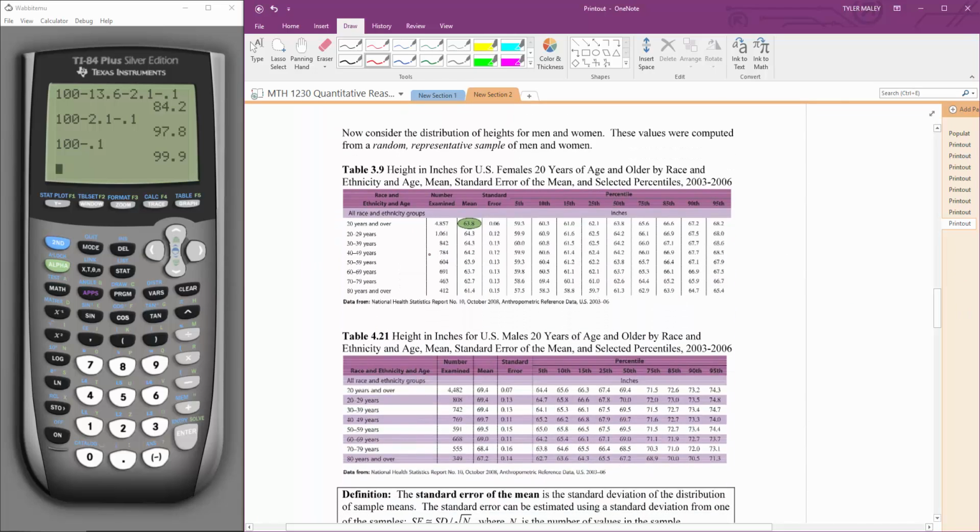So now we're given these tables of heights in inches for U.S. women, females 20 years of age and older, by race and ethnicity and age, right? So it's broken out between all of those things. And then we also have similar data for males, right?